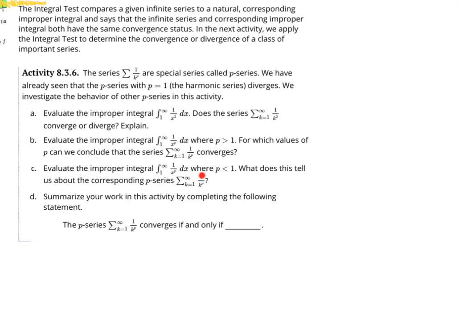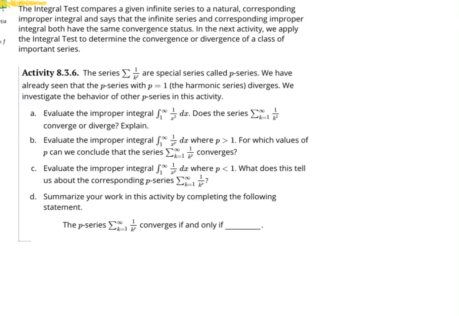Now what about the case where p is less than 1? So we've already done p equals 1. We did that earlier. That was the harmonic series. We found out it diverges. We did one example with p greater than 1, and then we generalized it, and we found that when p is greater than 1, this integral converges, which means this series, which we call a p-series, converges when p is greater than 1. So far we know it diverges when p equals 1, we know it converges for p greater than 1. So what does it do when p is less than 1?